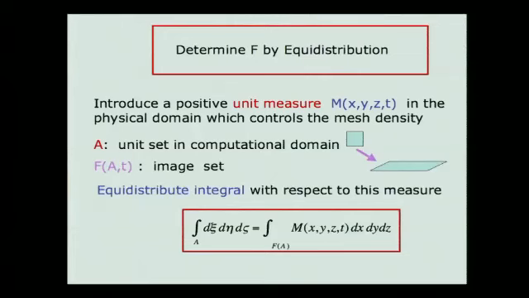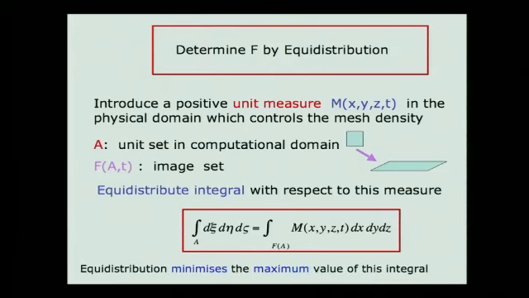If I have a unit set, a unit cube in my computational domain, the image of that is this distorted thing. I'm going to always try to equidistribute this measure here. And one of the reasons for doing this is that if you equidistribute this, it basically minimizes its maximum value. So if we're talking in terms of error, if we equidistribute this error over the whole domain, it minimizes the maximum value that error can take. So that's a very powerful result there. So this is the basic idea.